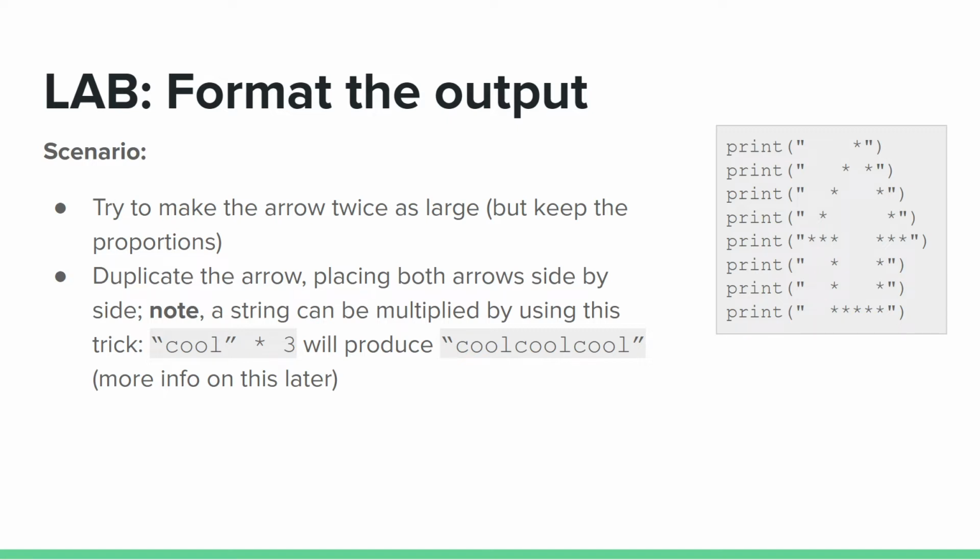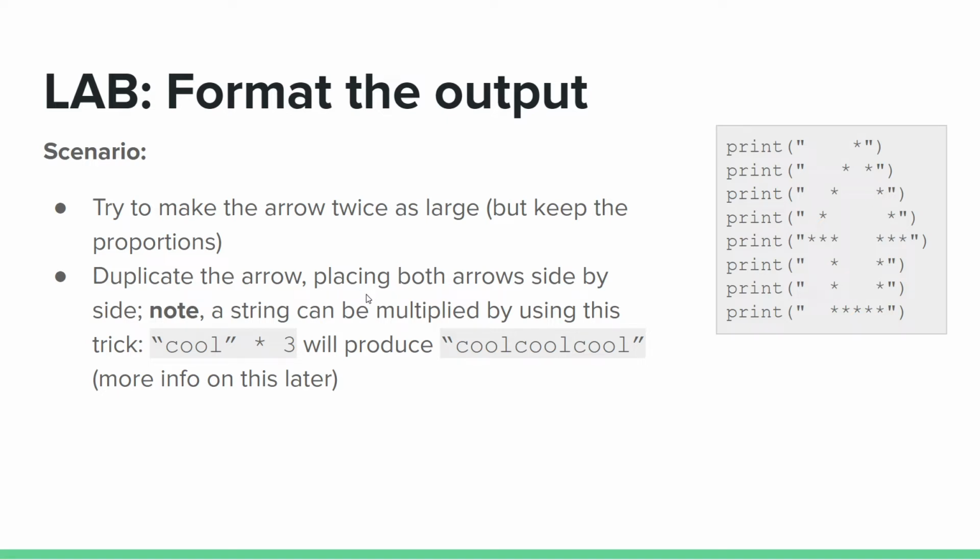All right, so this is the very first lab where we are asked to format the output. I think this was from when we were treating the print function. It says that we should try to make this arrow twice as large, but keep the proportion, and also duplicate the arrow by placing both arrows side by side. I think this first one is quite simple, straightforward. It's just by creating more spaces in between. You're adding longer lengths and making the width wider.